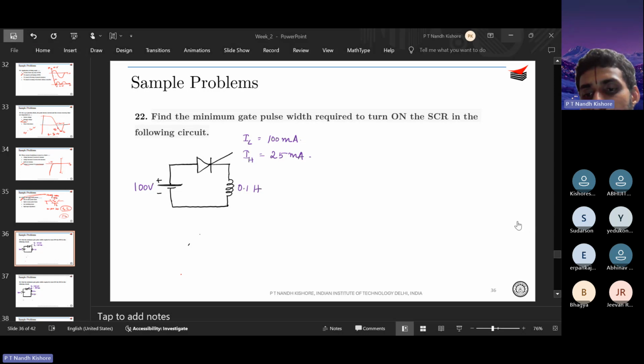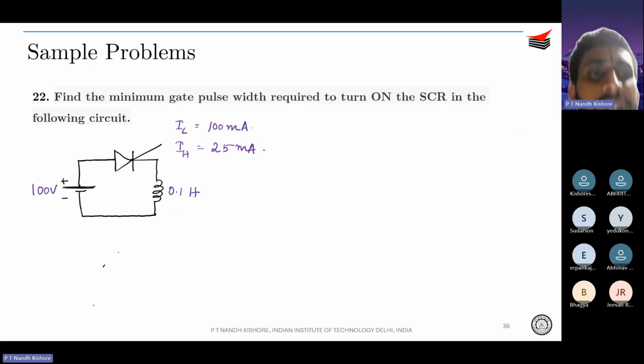Okay, so we will start. The first question is: find the minimum gate pulse width required to turn on the SCR in the following circuit. So this is my IG. What is the time for which IG needs to be given so that I can turn on the SCR? That's the question. And I have given the value of the latching current and the holding current. IH is the holding current and IL is the latching current.